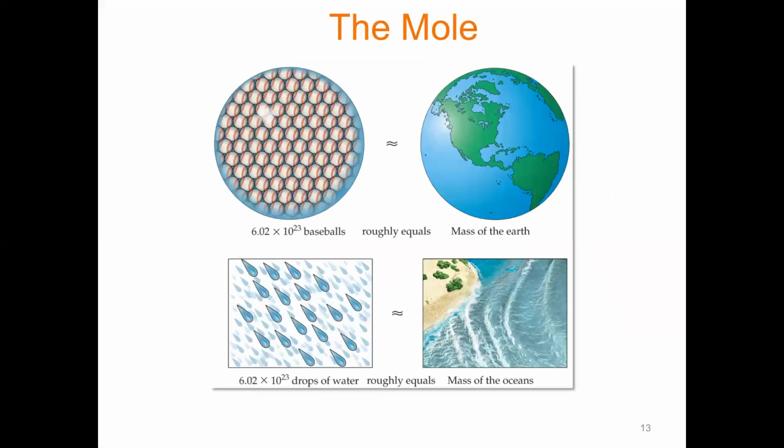So how much is that? Well, if you have 6.02 times 10 to the 23 baseballs, that would be about the mass of the Earth, or in terms of drops of water, the mass of the oceans. So it's an incredibly large number. And it's such a large number, it's very difficult for us to imagine it, okay?